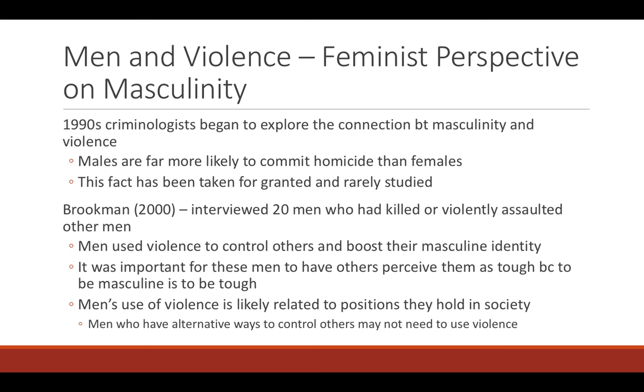There are also some feminist perspectives on masculinity. In the 90s, criminologists began to explore that connection between masculinity and violence. We know that men are more likely to commit homicides and more likely to commit crime in general, and this fact has really just been taken for granted and rarely studied. In 2000, Brookman interviewed 20 men who had killed or violently assaulted other men and found that they were basically using violence to control others and to boost their masculine identity. It was important for these men to have others perceive them as being tough, because to be a man is to be tough. He argued that men's use of violence is probably related to the positions they hold in society. If men have another way of gaining status or masculine identity, they won't resort to violence, but if they don't, they will.